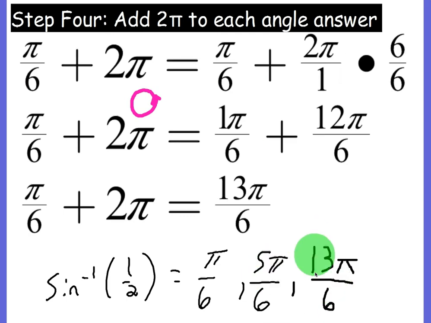So we'd add 2 pi to 5 pi over 6. Basically, for step 4, what we're saying is you want to add 2 pi to each of those angles you figured out on the standard unit circle. So now we're going to add 2 pi to 5 pi over 6.